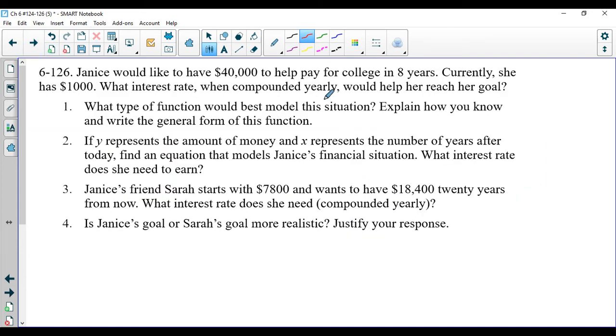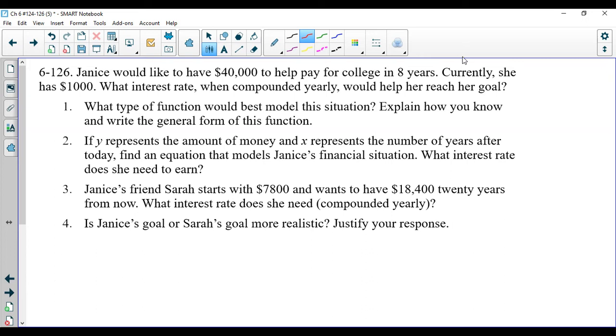All right, so let's read through this situation here and see how we could attack it. This is actually problem 126 from chapter 6, but on this problem it says Janice would like to have $40,000 to help pay for college 8 years from now. Currently, she has $1,000. So there's a few things she's got to figure out. She wants to know what interest rate, when compounded yearly, would help her reach her goal.